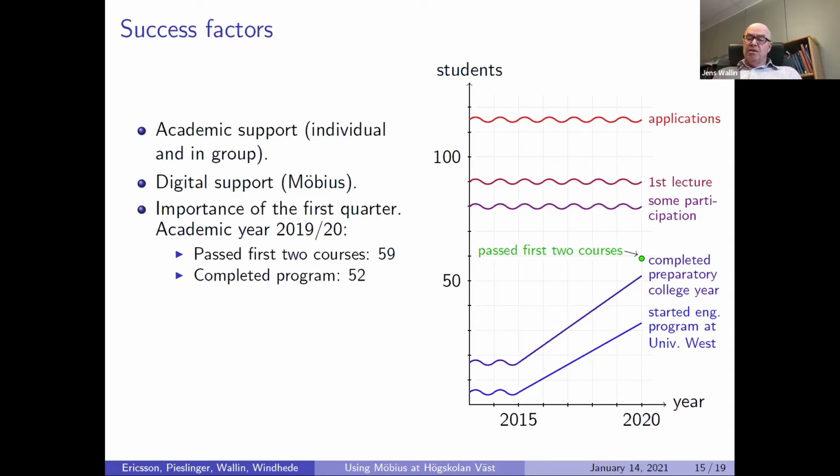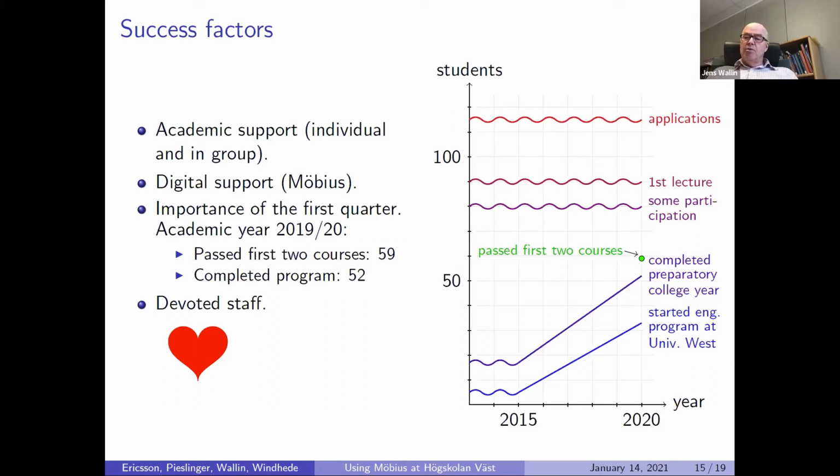But I can say that besides digital and analog support, there's one thing that is even more important, and that is the devoted staff. We work as a team, we help each other, there is no prestige whatsoever. We work together and we love our students. And that is absolutely the greatest factor for success for us here at the University West.